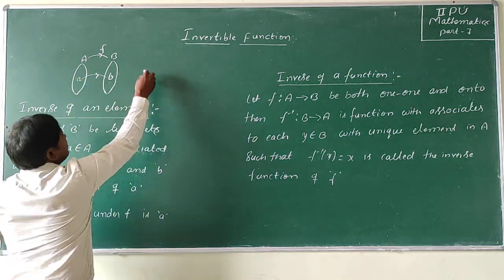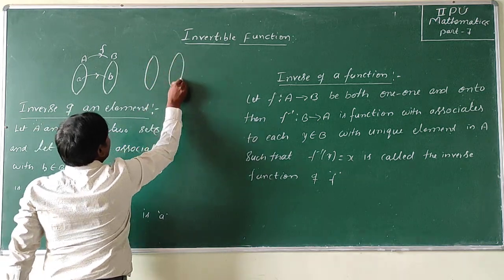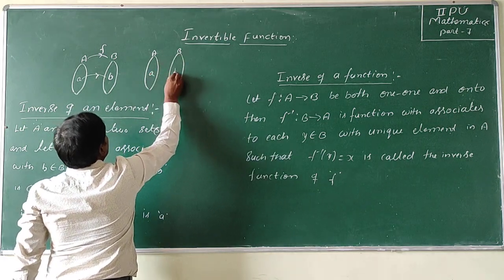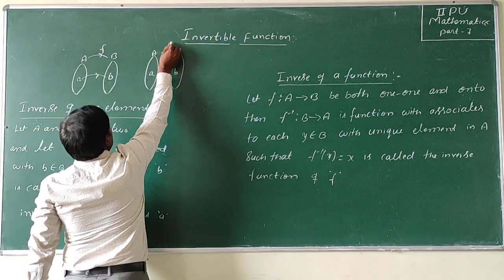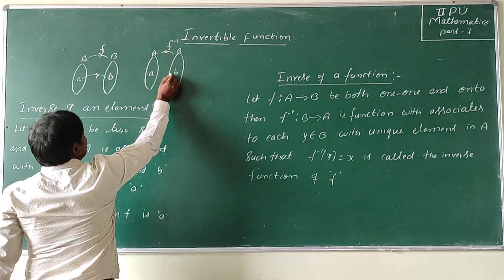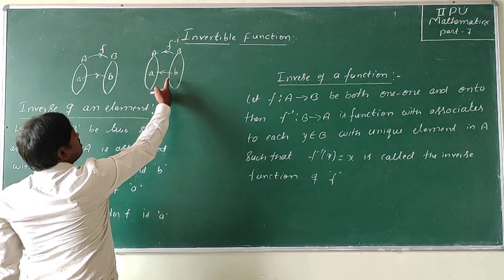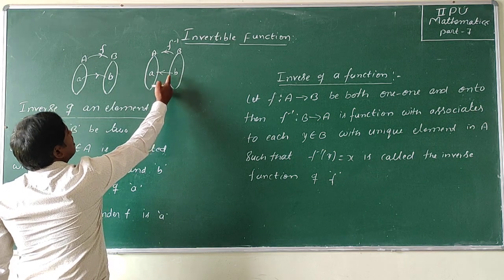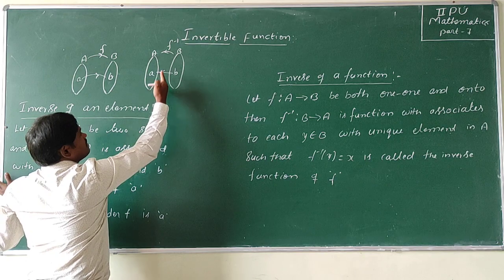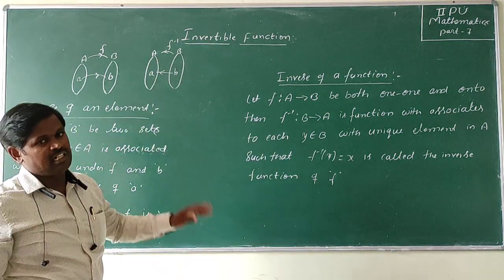So it is also written like this, the inverse of an element. This is set A and this is set B. Suppose this element is related with b. Then f inverse of b, the inverse element of b, is a. Under the function f, we are taking f inverse. So that is the inverse of an element.